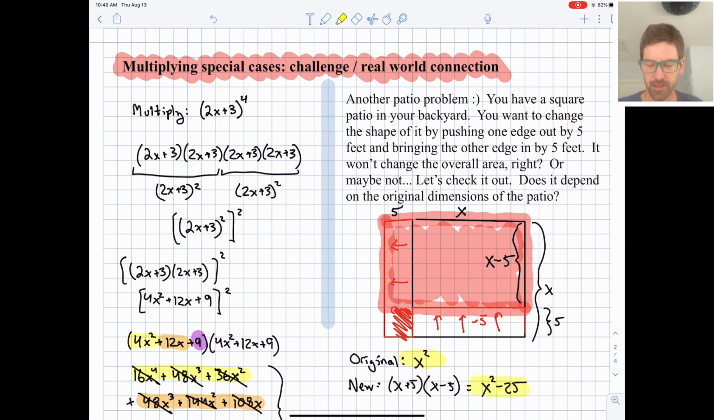It could have been a 1,000 by 1,000 foot patio, and if we increase one side by 5 and the other side we bring in by 5, the new patio will be 25 square feet less. All right, that's a good place to stop.